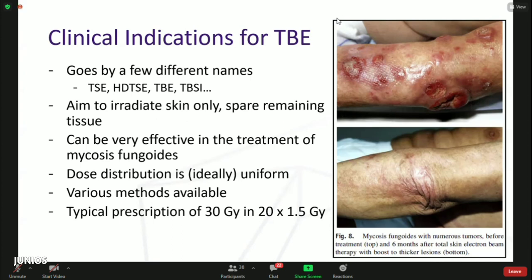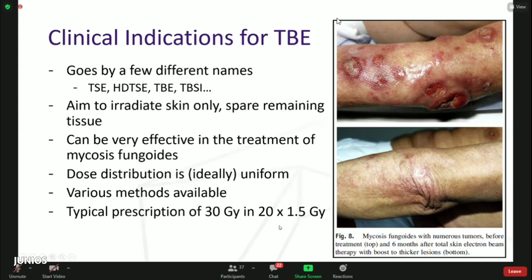So the clinical indications for TBI: we aim to irradiate the skin and spare all the remaining underlying tissue. So you can imagine that's quite tricky. Commonly, this is used to treat mycosis fungoides and a few other rare skin conditions as well. And you can see that these diseases can actually be quite nasty. So this is a photograph of a patient who was diagnosed with MF, mycosis fungoides, and you can see these really sore red-looking lesions. But you can also see the photograph of that same patient after TBI treatment and just how effective this can actually be.